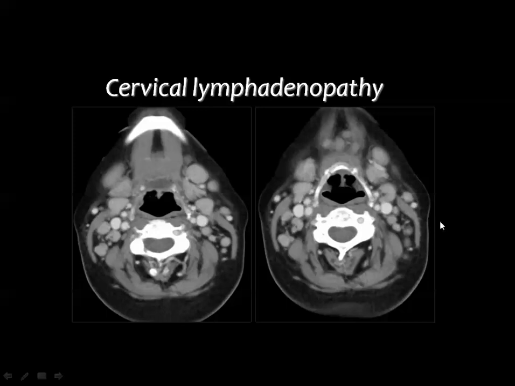And if you look here, we have many nodes in the cervical region. These are the submental group, which are usually located between the anterior bellies of the digastric muscle. The submandibular group are seen around the submandibular salivary gland. This is the submandibular salivary gland, and these are the lymph nodes. Then the deep cervical lymph nodes are seen behind, or deep to, the sternomastoid muscle. These are the group of deep cervical lymph nodes.